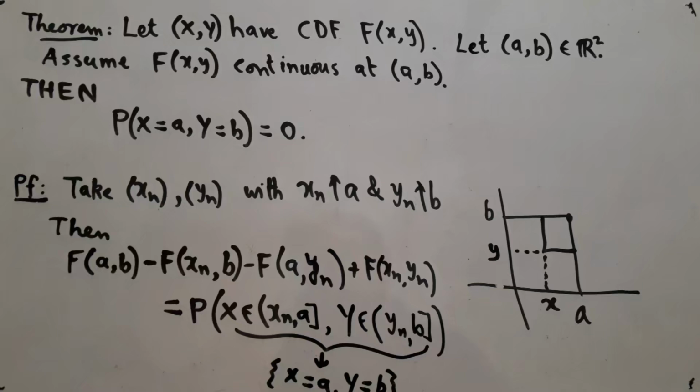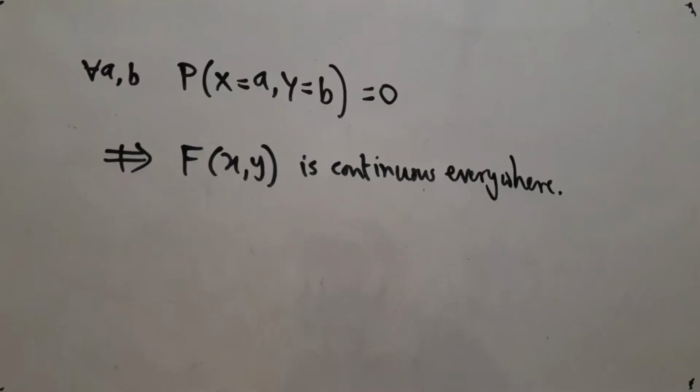Next, we need to discuss a counterexample for the converse. That is a counterexample for this statement. Even if for all (a, b) the probability of the singleton point is 0, still F_XY need not be continuous everywhere. And we will construct this counterexample as an exercise.